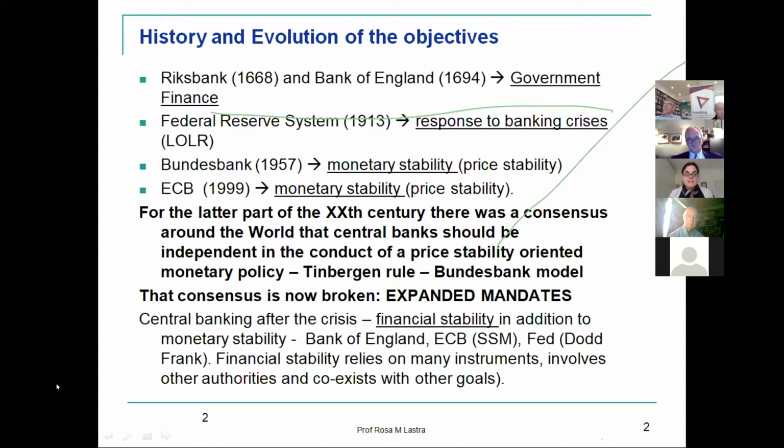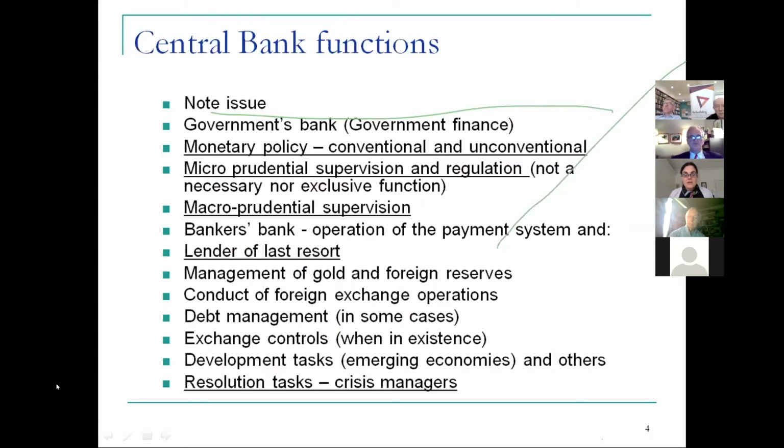So just forwarding to the last slide, we passed the cartoon 3 and then we go into 4, just to say that all these functions have been evolving and continue to evolve in the light of the objectives. And I'm not going to say very much because I'm the chair, but note issue. I'm doing, together with other scholars, as part of the Rebuilding Macroeconomics project, a research project on the future of money. And with the advent of central bank digital currencies, this whole issue of note issue has a new dimension. Government bank always looms in the background.